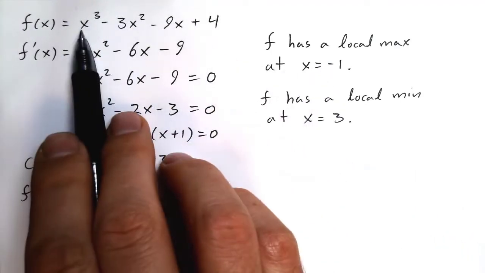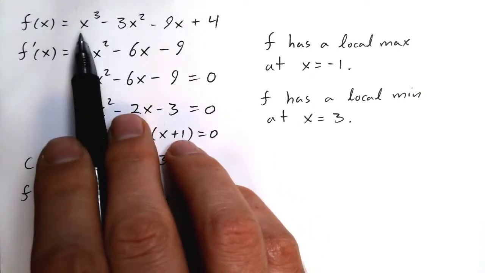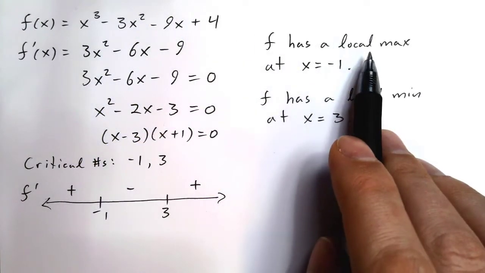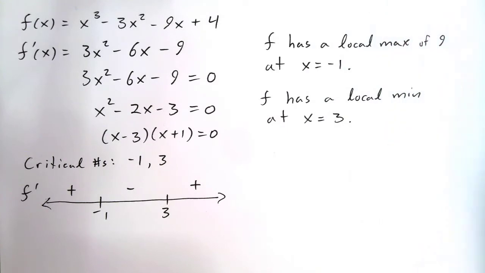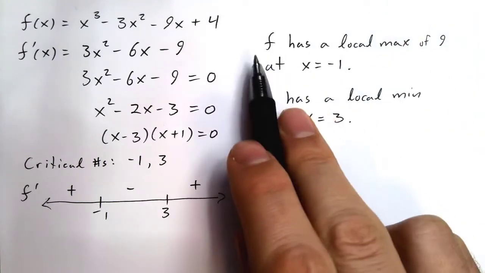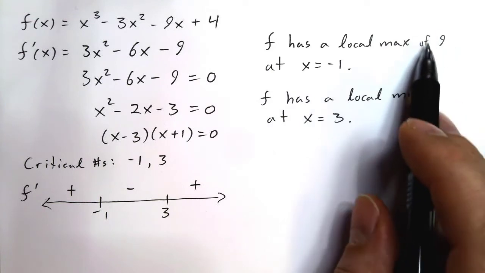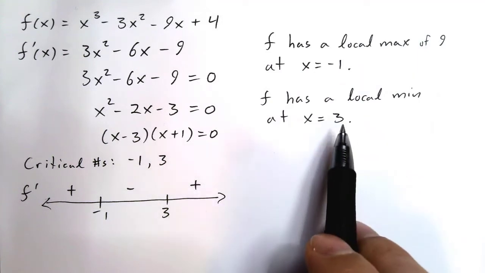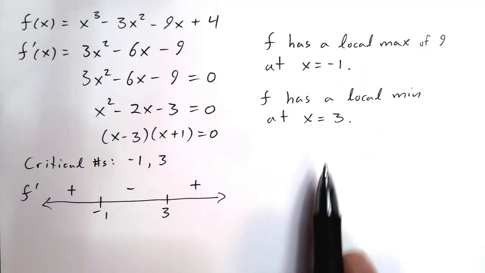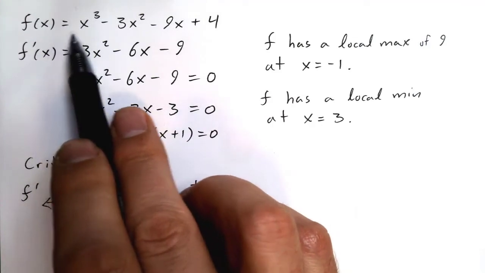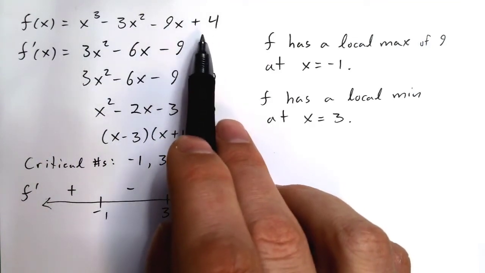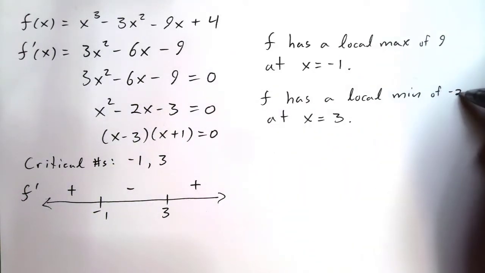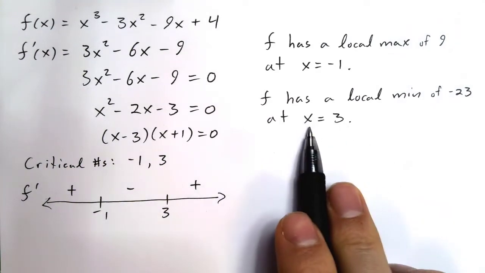Now, when you plug -1 in for x, and I'll let you do that computation on your own here, you'll see you get 9 as the answer. So it has the local maximum, you could say, of 9. That's the maximum value at x equals -1. So we're telling what the maximum value is and where it occurs. For the local minimum, we will plug in 3 for x and see what we get here. And you see you get -23. So the local minimum value is -23, and it happens at x equals 3.